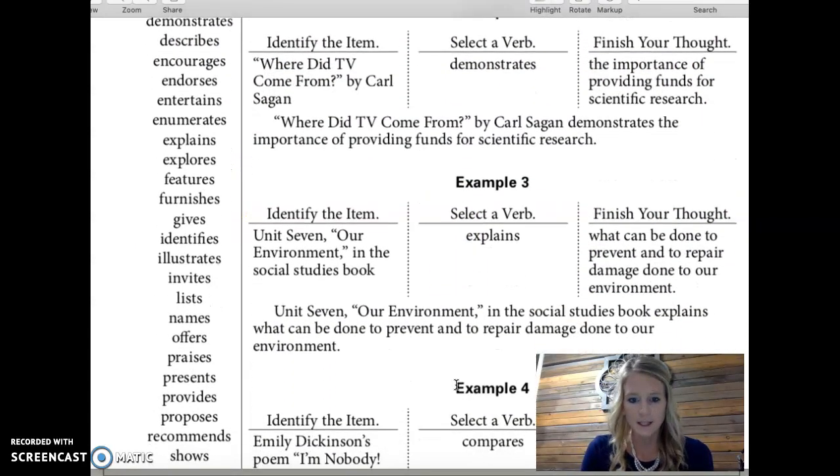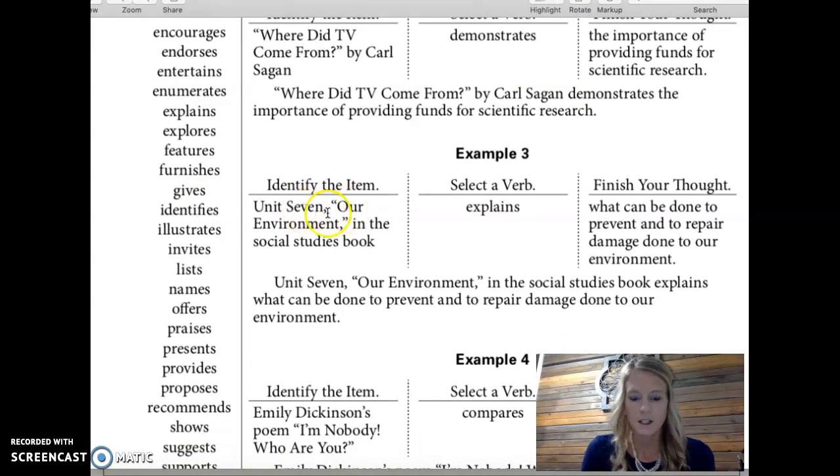They just take what they did here and put it into a sentence. Here's example 3. It says Unit 7, our environment, in the social studies book. That's what the article or whatever they were reading was. That was the subject. Then the verb, what did it do? What action? It's saying it explains. Then finishing your thought, you ask yourself, what did it explain? It explained what can be done to prevent and to repair damage done to our environment.